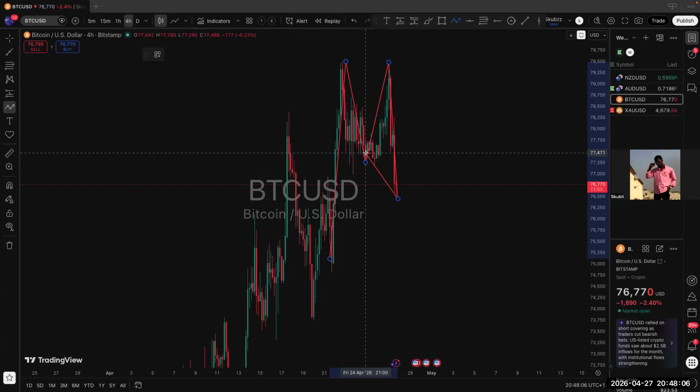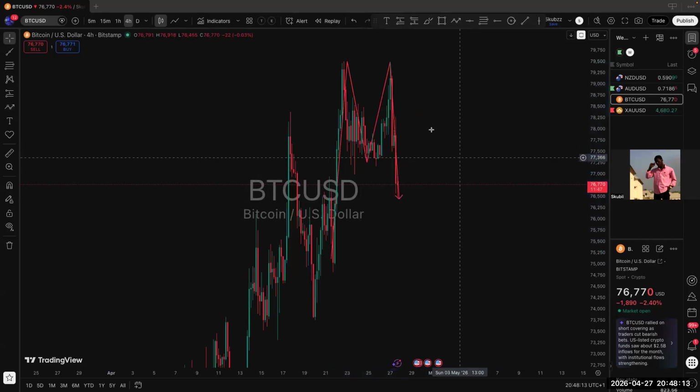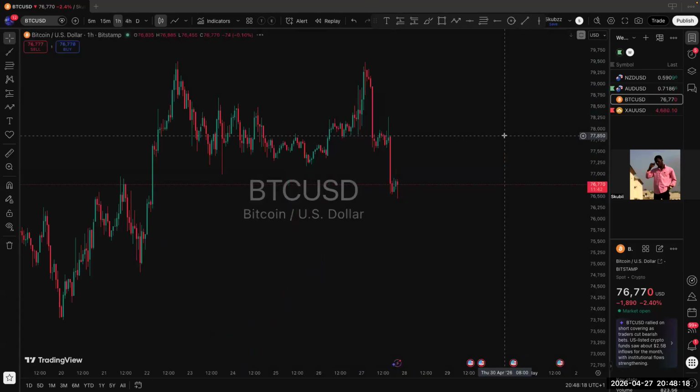So if we drop to the lower time frame now, the opportunities we are going to be looking out for will be what? Sell opportunities. So let's drop to the lower time frame and then see which sell opportunities we could get. Drop to the 1 hour time frame.